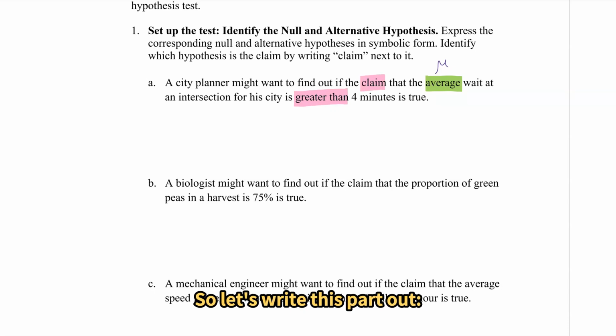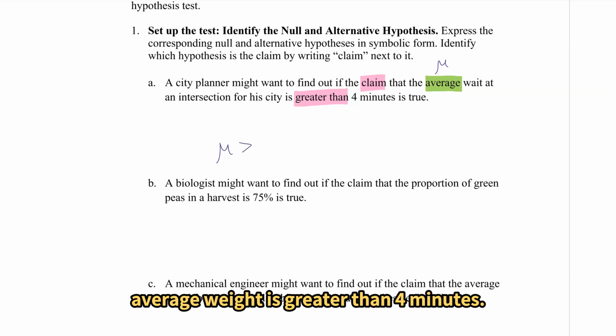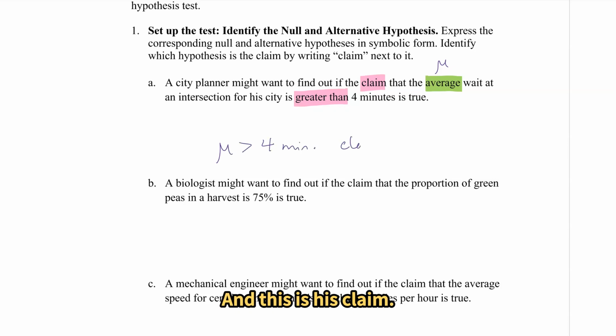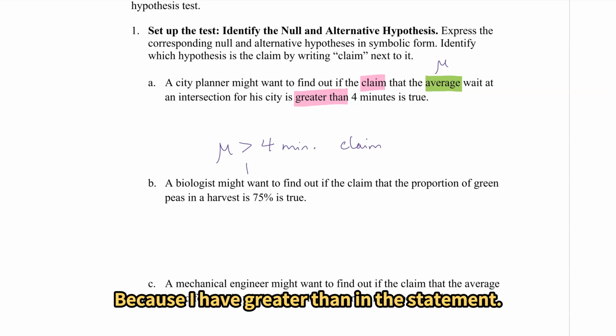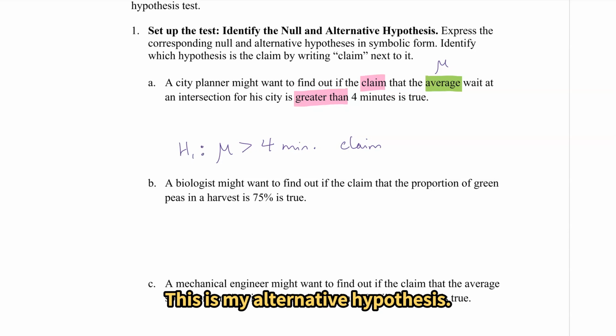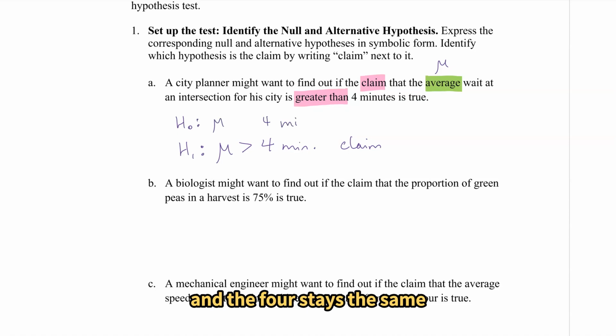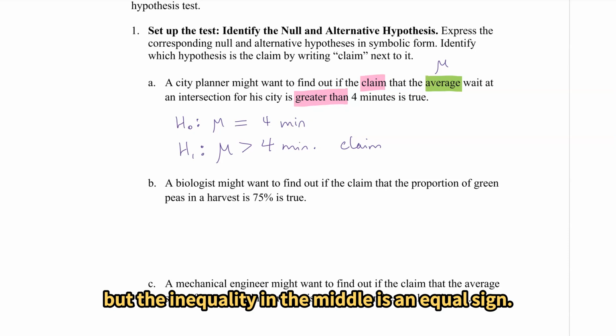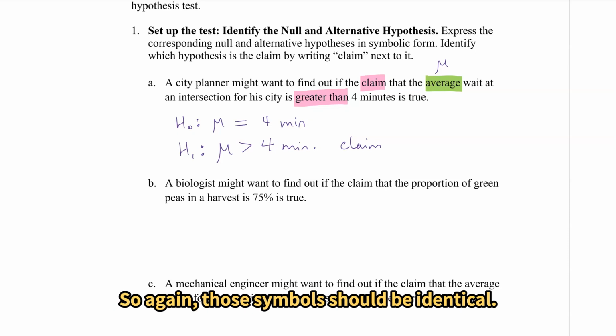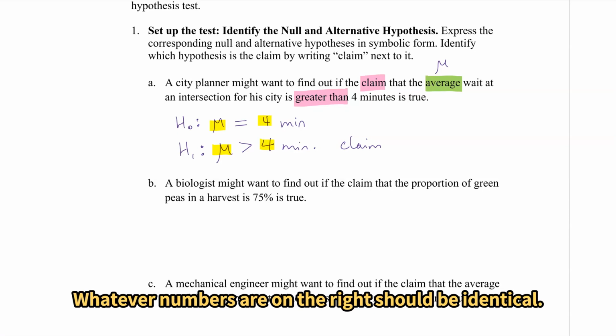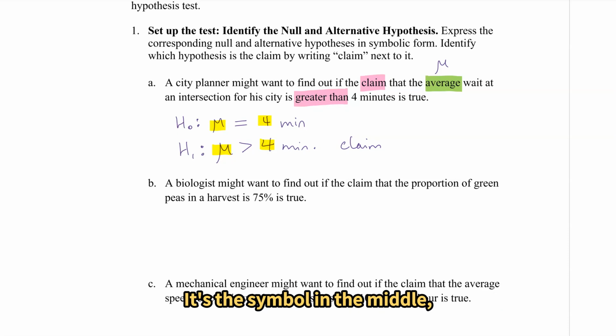So let's write this part out. Average wait is greater than 4 minutes, and this is his claim. Because I have greater than in this statement, this is my alternative hypothesis. To get the null hypothesis, the mean stays the same and the 4 stays the same, but the inequality in the middle is an equal sign. And so again, those symbols should be identical. Whatever numbers are on the right should be identical. It's the symbol in the middle, the relationship, that's different.